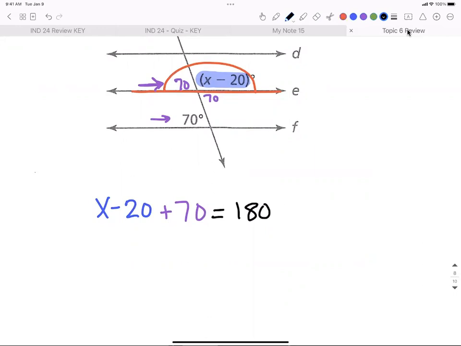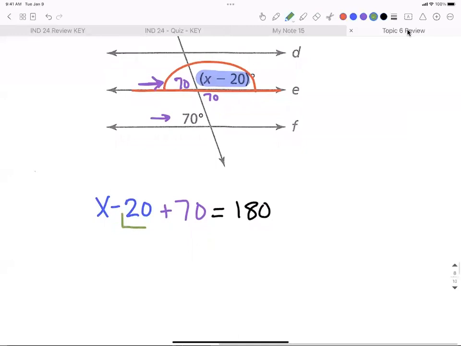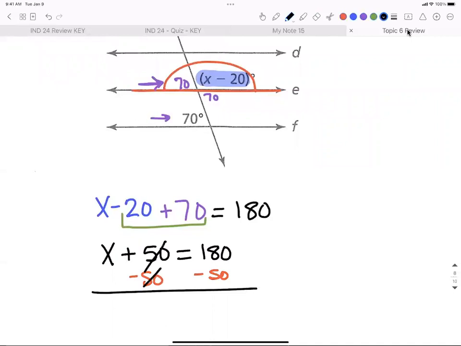So now we've got some like terms we need to combine before we can go any further. So we've got x. What's negative 20 plus 70? Or think of it as 70 minus 20. 50. x plus 50 equals 180. Now we're going to subtract 50. Some of these I'll work a little bit further than others. And we get x equals 130.